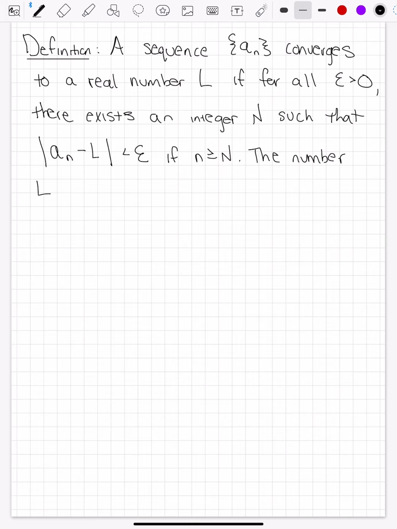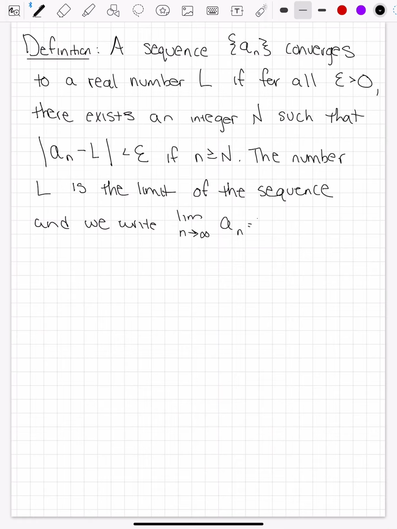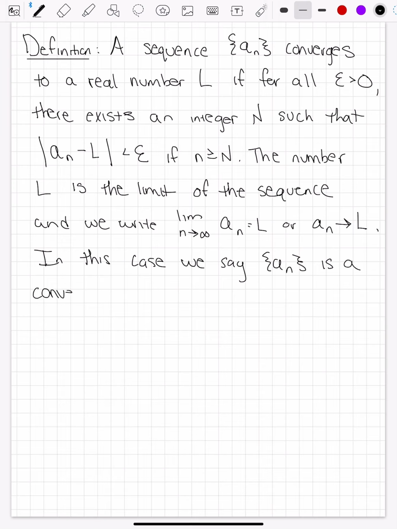So the number L is the limit of the sequence, and we already know the notation for this is the limit as n approaches infinity of a_n is L, or we could simplify it and write a_n approaches L. And this, again, is the same definition of a convergent sequence. This is just the more technically mathematical definition of a convergent sequence.